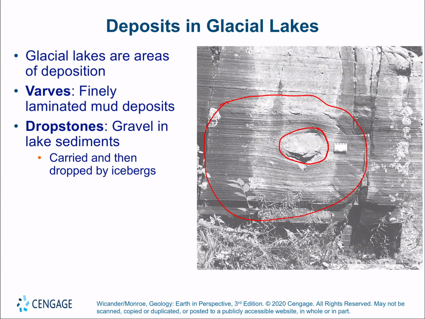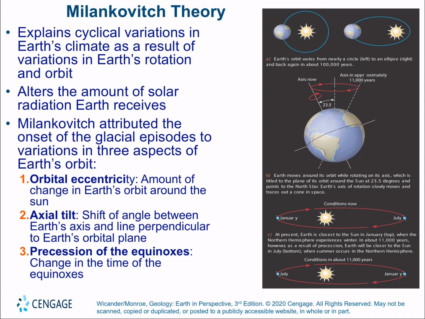One important thing I want to mention is what's known as Milankovitch theory. The Milankovitch theory explains cyclic variations in the Earth's climate as a result of variations in the Earth's rotation and orbit. So it's going to alter the amount of solar radiation that we receive. So Milankovitch basically said that was a cause of our glacial episodes.